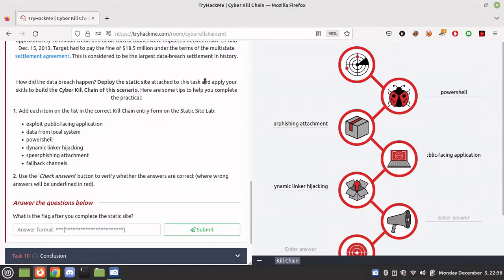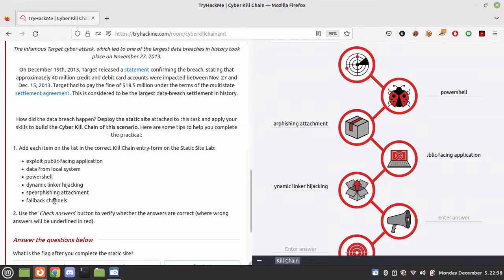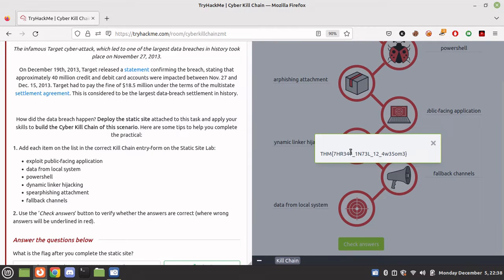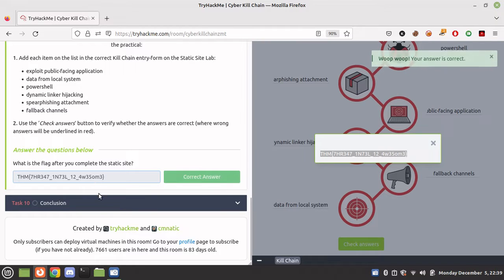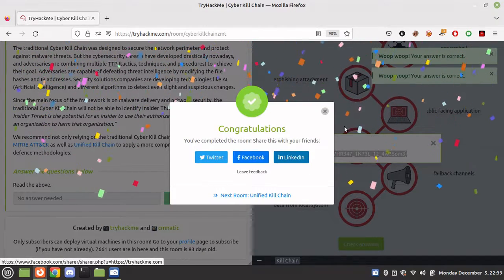Then we have the command and control. The command and control will be the fallback channels. Yeah, it will be fallback channels, because command and control is done through channels. And there we go. Then we have the data from local system, which is the action on objectives. And there we go. So let's check, we got it correct. We put them in the perfect scenario. There we go. And this is our answer. We have done pretty well. So basically we completed this room.